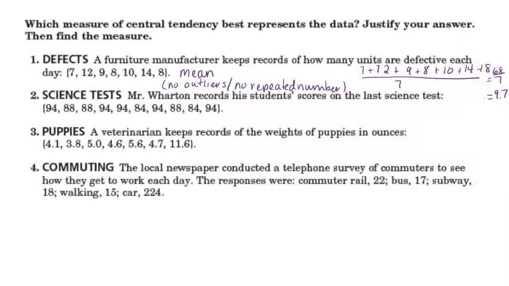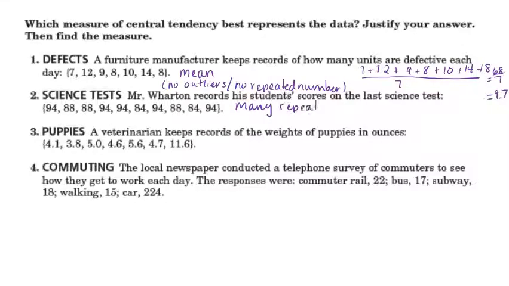All right, the next one, science test. Mr. Wharton records his students' scores on his last test: 94, 88, 94, 80, 94, 84, 94, 88, 84, 94. There's a lot of repeated numbers. So it has many repeated numbers.